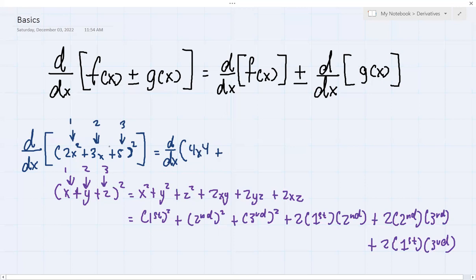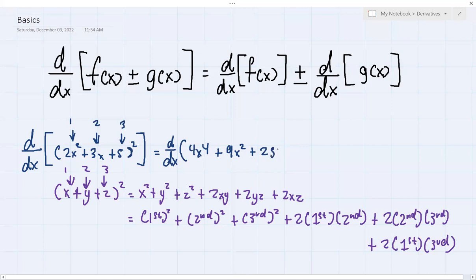Plus, i-square natin yung second term. So, i-square natin si 3x. So, we will have 9x squared. Okay? Next, si third term. Okay? Which is si 5, i-square mo. Okay? So, we have 25.